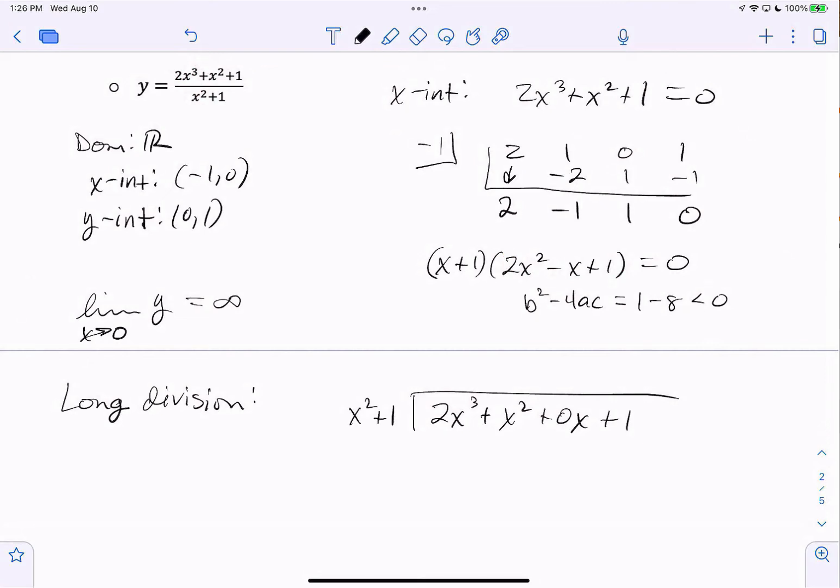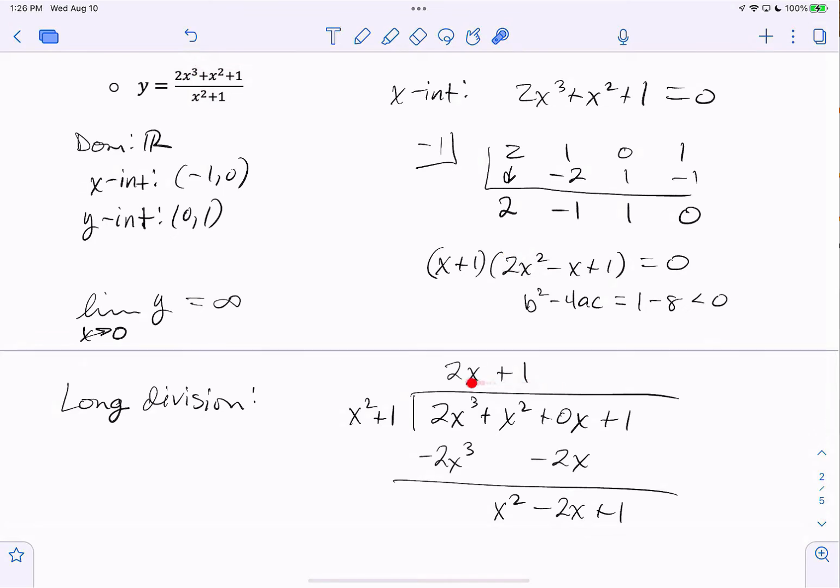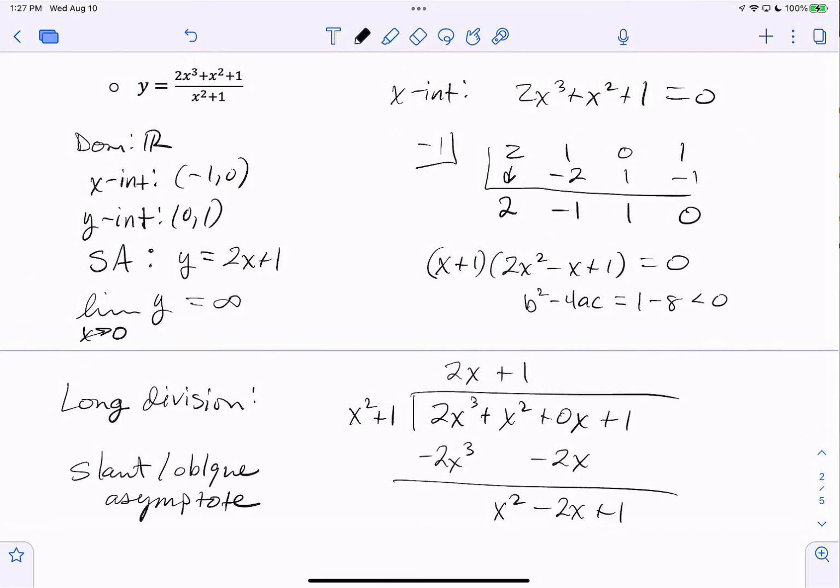I'll spare you the details. And when I'm using long division in a situation like this, I stop before I get to any remainder. What we have here is an asymptote that looks like y equals 2x plus 1. That I'm going to abbreviate as SA. And here we're looking at what's called a slant or oblique asymptote. And that's what we're going to get out of the function itself.